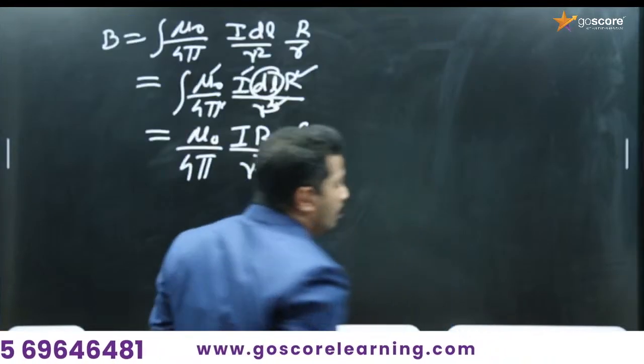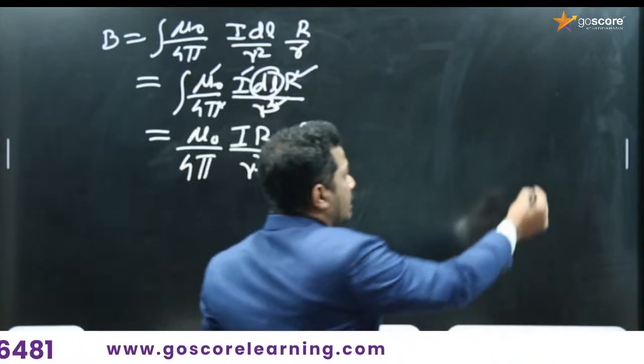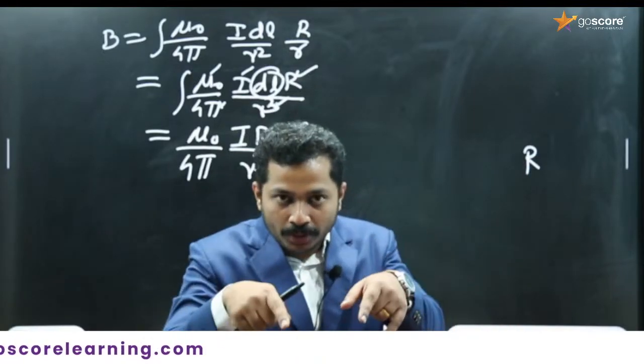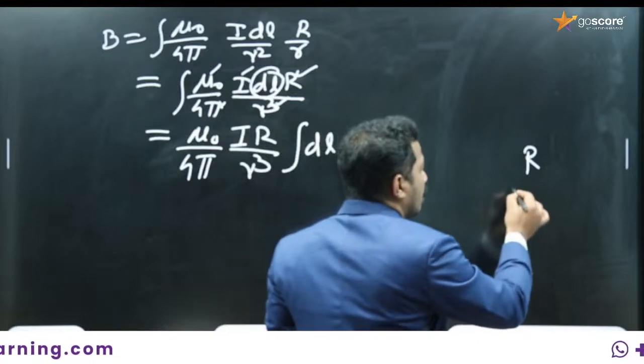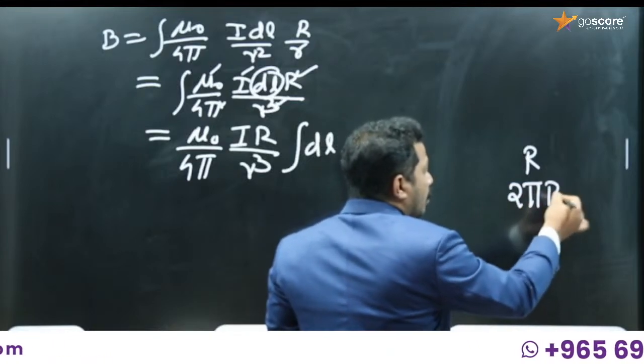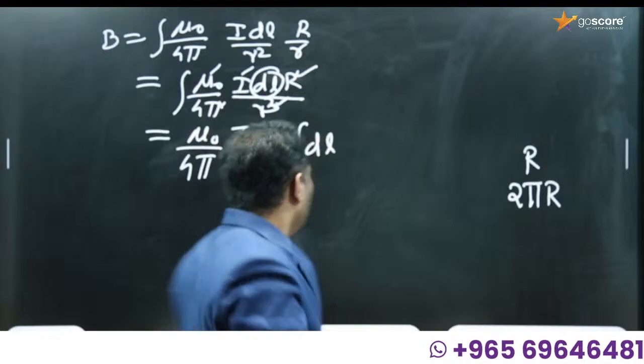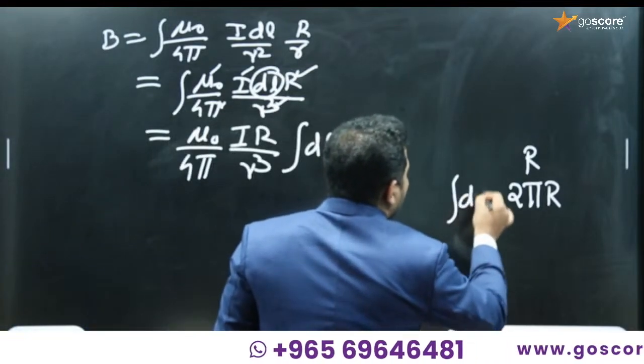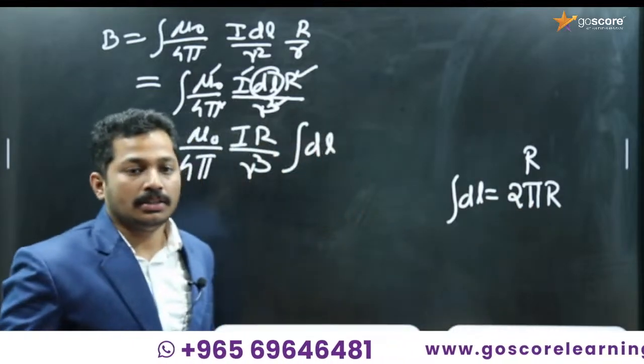What will be the total length of the circular current loop if the radius is r? The total length means the circumference of the current loop, right? If the radius is r, what is the circumference? It is 2πr. So the integral of dl means 2πr. Is that okay?